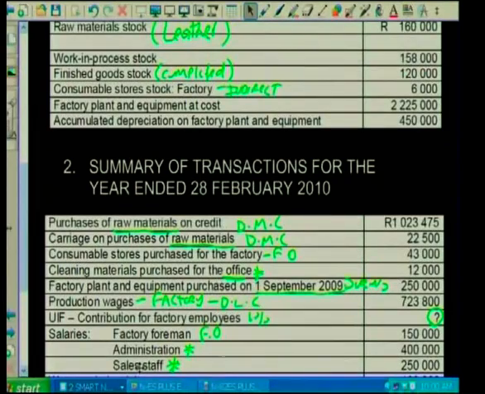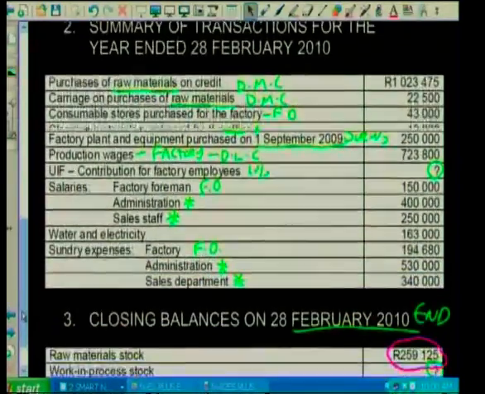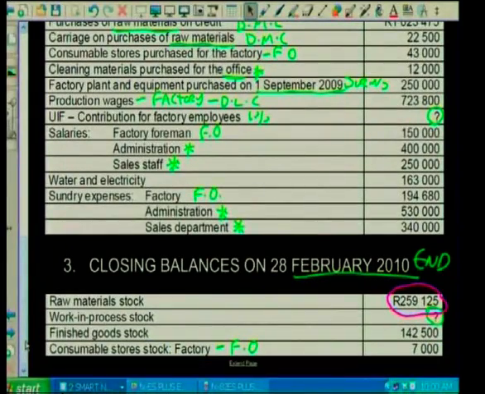I don't think we came across any, but let's quickly check. So I've just got carriage on purchases of raw materials, but none for my consumables. So carriage on purchases, there isn't any, which leaves me with my closing stock. So let's go to our closing stock info. Closing balance at the end of the year.